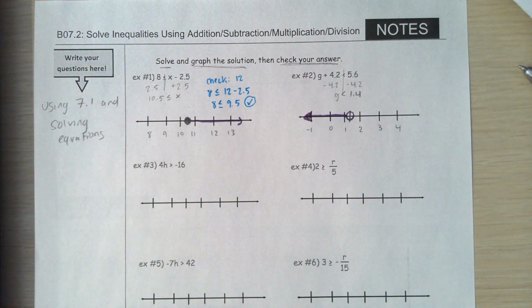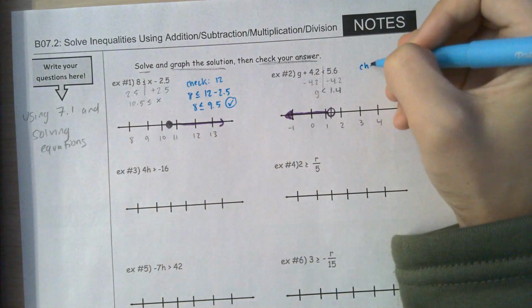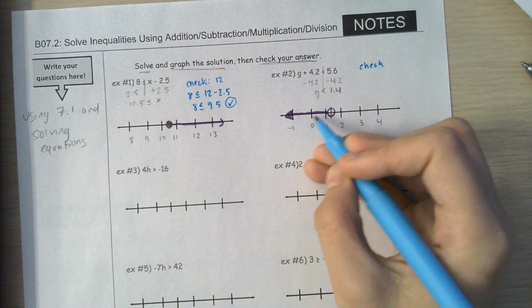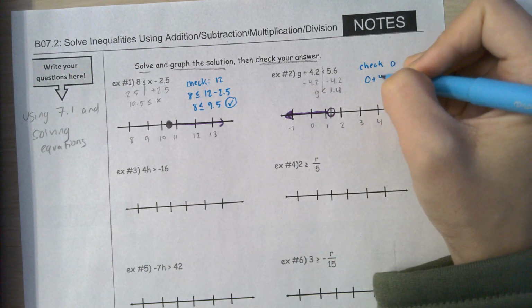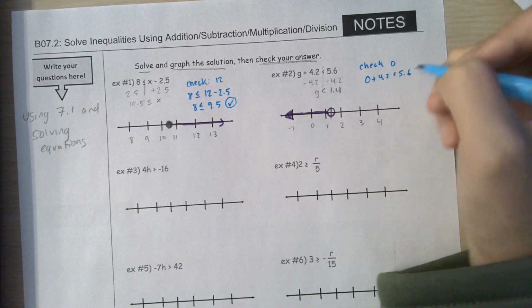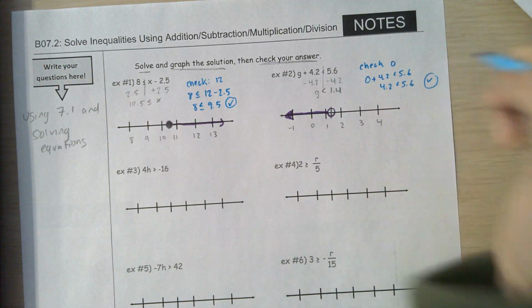And then we need to check. So let's check 0, because 0 is in our highlighted area. So we have 0 plus 4.2 is less than 5.6. 4.2 is less than 5.6. That is true. So we know that we did it right.